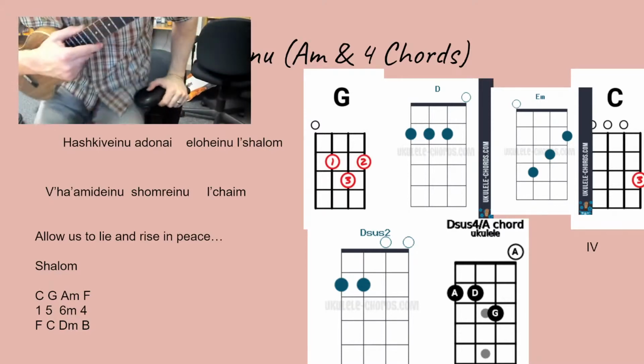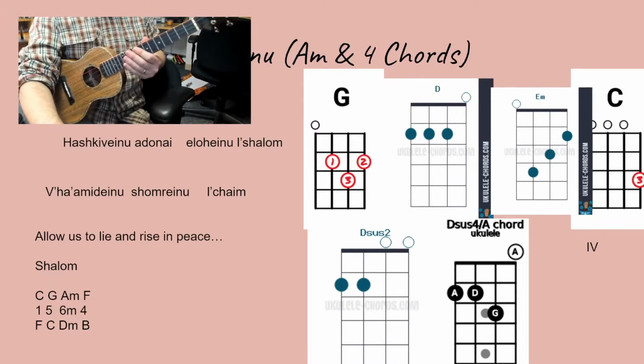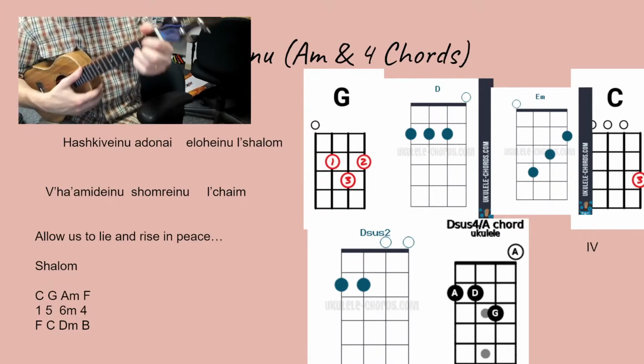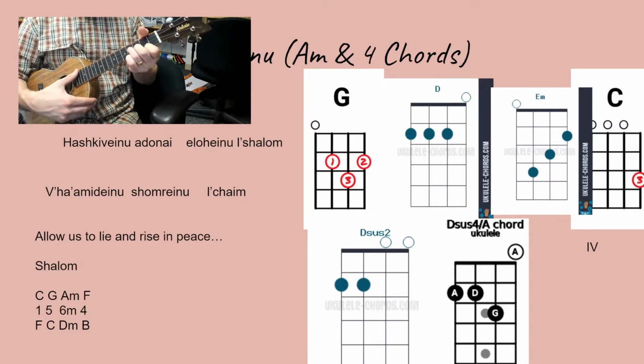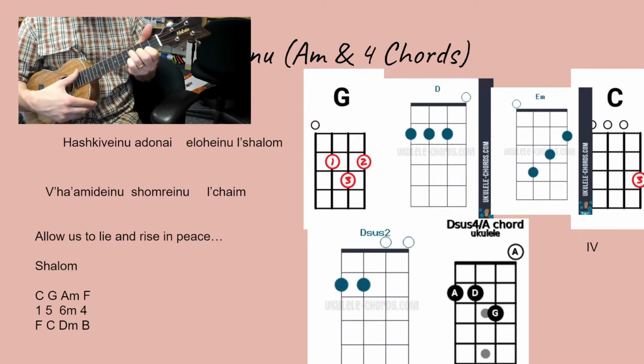Okay, made sense, yeah? Let's try playing this. So we've got our G, we've got our D, we've got our E minor, and we've got our C.